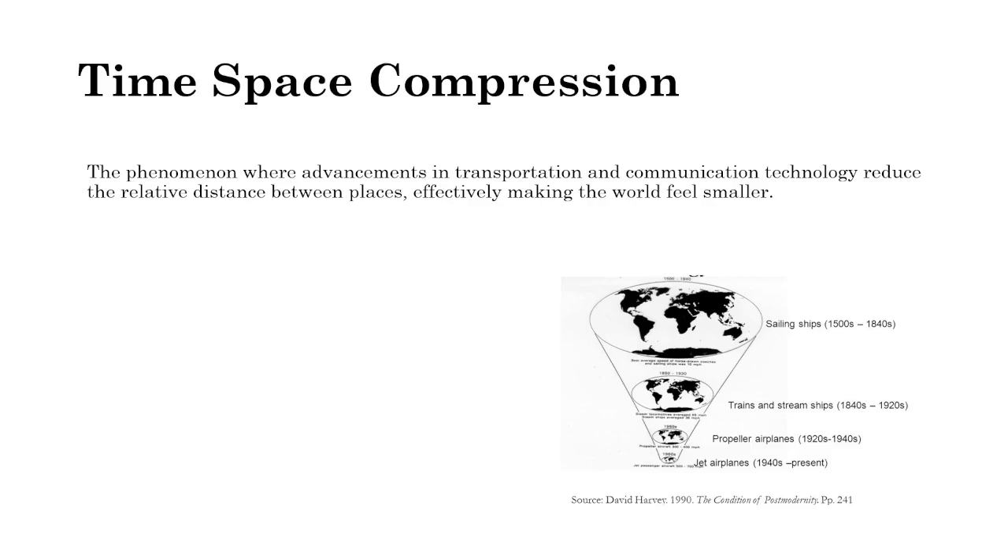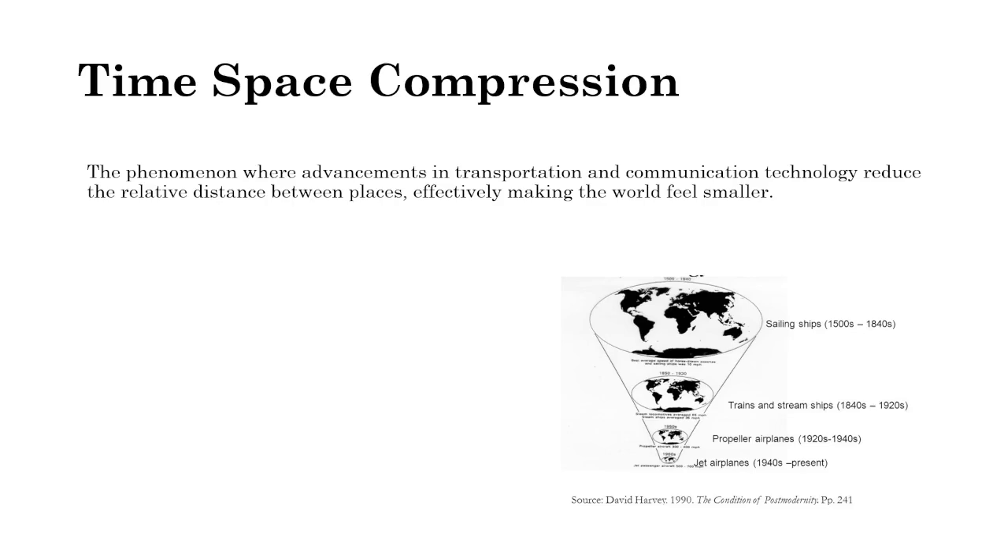We have airplanes. They didn't have airplanes 150 years ago. We have steam engines. They didn't have steam engines 500 years ago. So we can get to places a lot quicker and a lot more efficiently. And this has made the world feel smaller. What it's done is reduce the relative distance.